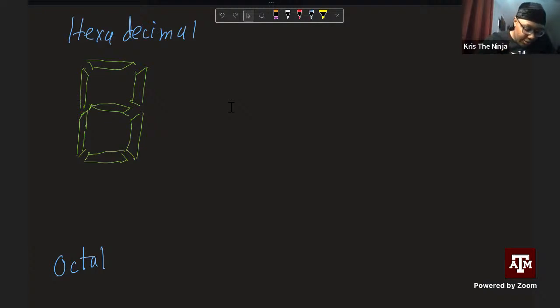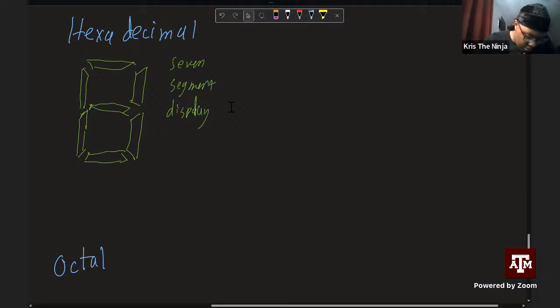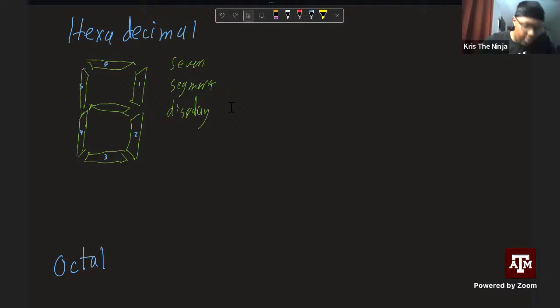So this is called a 7-segment display. Sometimes there'll be a period, sometimes there won't, sometimes there'll be dots or colons. The important part is that this is a 7-segment display. There are 7 segments, numbered 1, 2, 3, 4, 5, 6, 7, I think. It doesn't really matter how it's numbered.